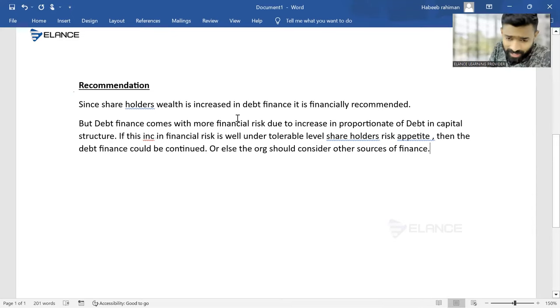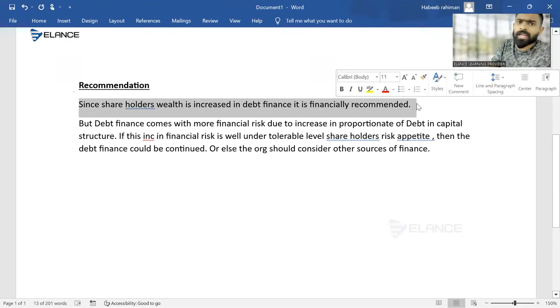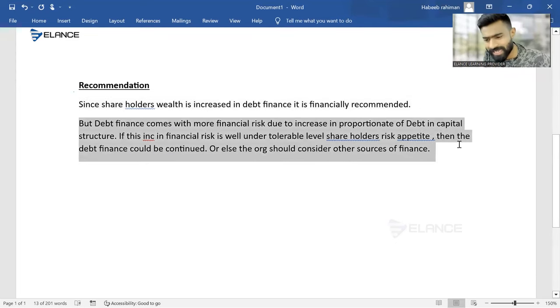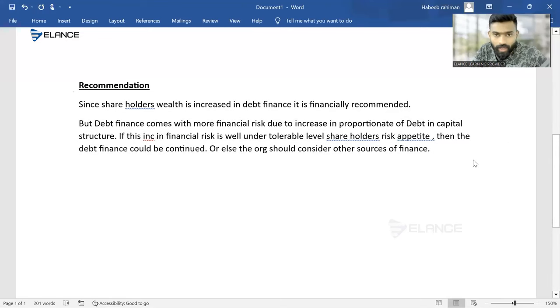Once again, I'm reminding you guys, this question is purely based on financial recommendation. But a similar question like Lafarge and Tin Company requires further comment. The comment is worth 3 or 4 marks. So in order to gain further marks, we should consider the increase in financial risk, and end the comment in this manner: if the financial risk is well under the tolerable level of shareholders' risk appetite, then it is financially acceptable, or else the organization should consider other sources of finance.